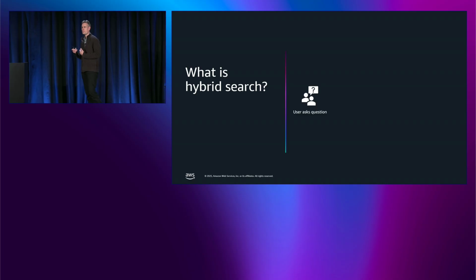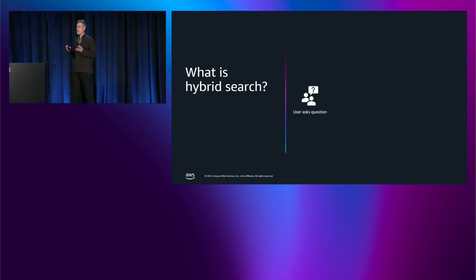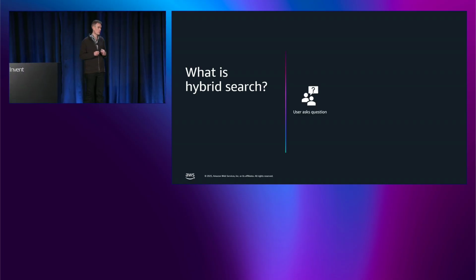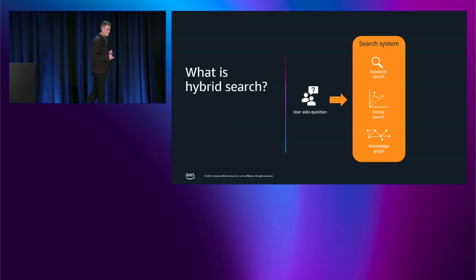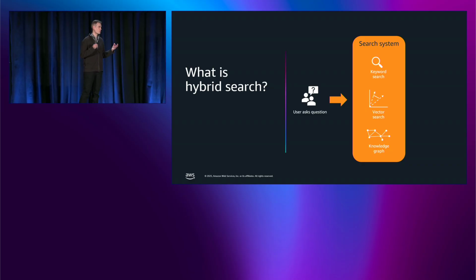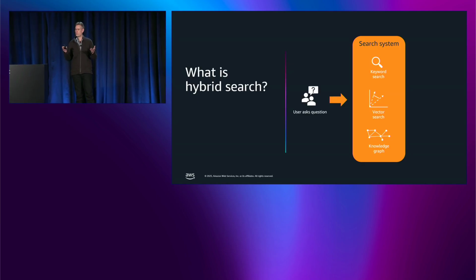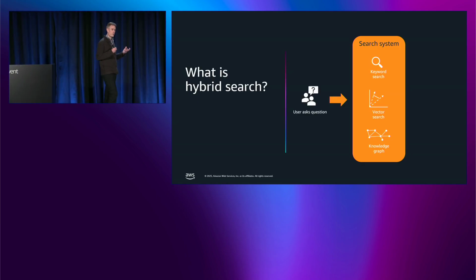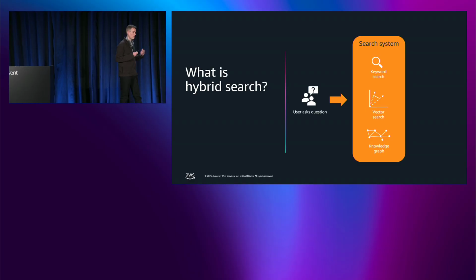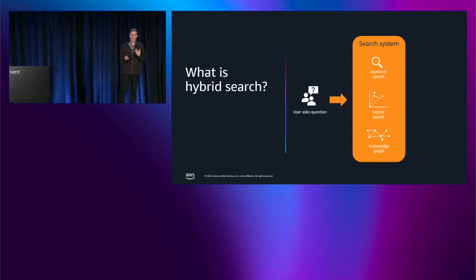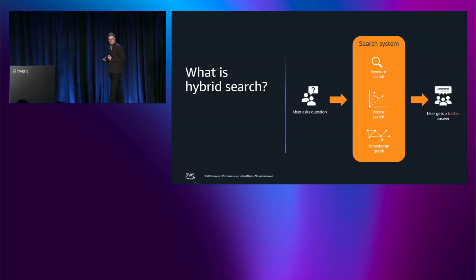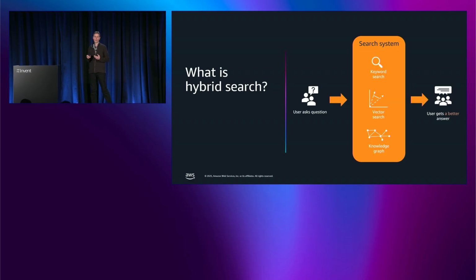And so one of the things that we've seen customers do is look at combining these different types of search. This is one example of hybrid search, where a user asks a question, and you use a combination of different techniques, maybe a conventional inverted text index, a vector similarity search, a knowledge graph. And you combine those results to be able to give the user a better answer.